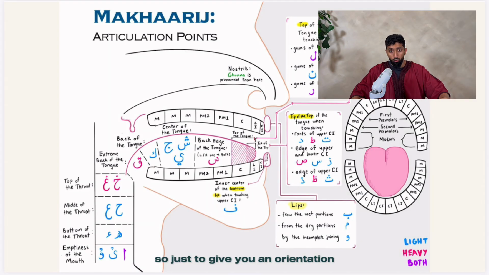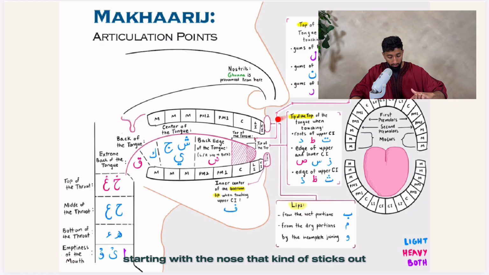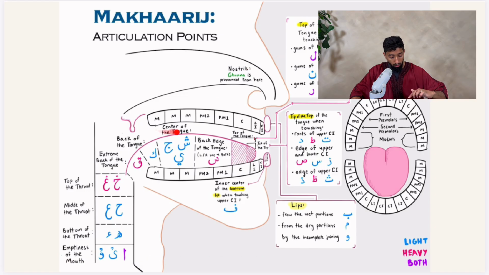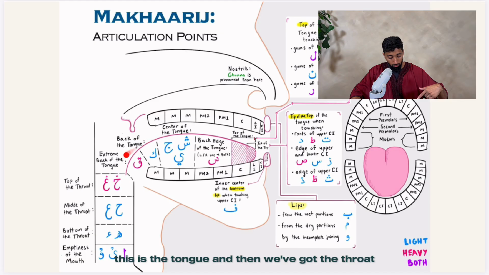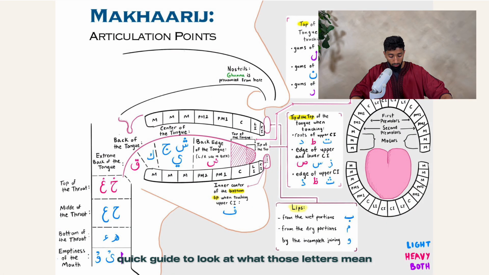So just to give you an orientation, this is a sliced view of a person's face, so we can see the inside of their mouth. Starting with the nose that kind of sticks out, then you can see that these are the lips, these are rows of teeth, this is the tongue, and then we've got the throat. So on the side here, I've depicted all the names of the teeth. So this is a good quick guide to look at what those letters mean.